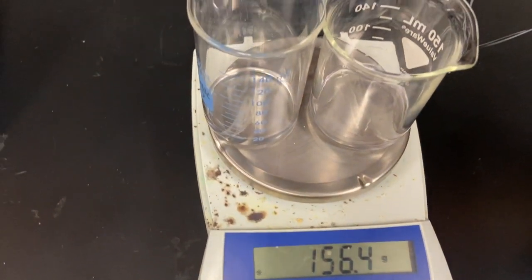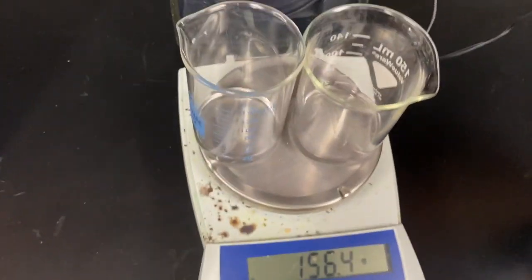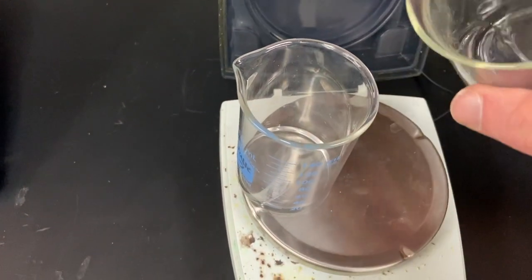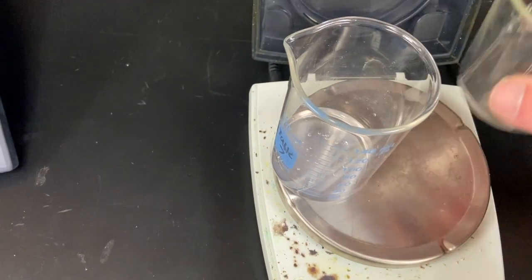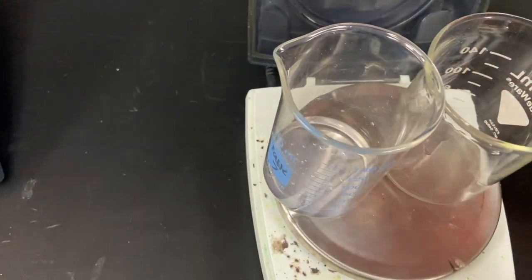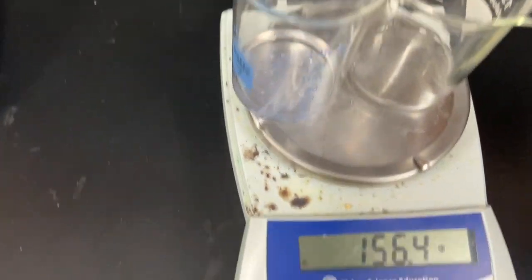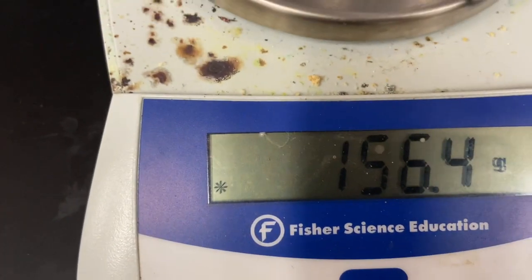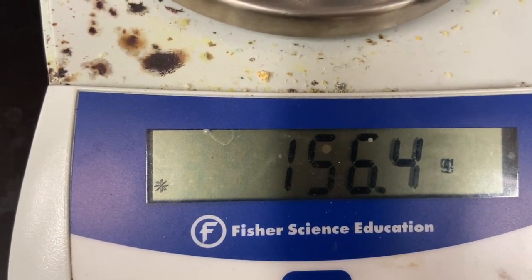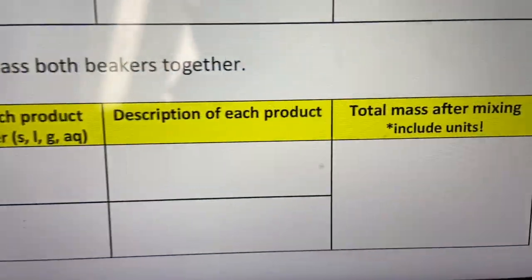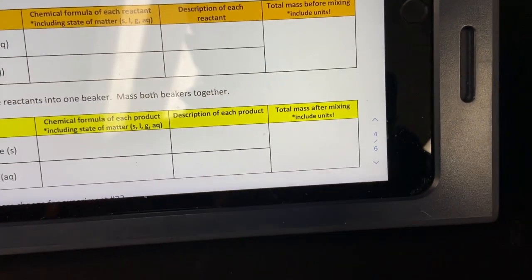All right, now we are going to mix the two together and take the mass again. Okay, so we just mixed them. Here's the mass. You're recording that into the total mass after mixing. Now let's take a look at what we have.